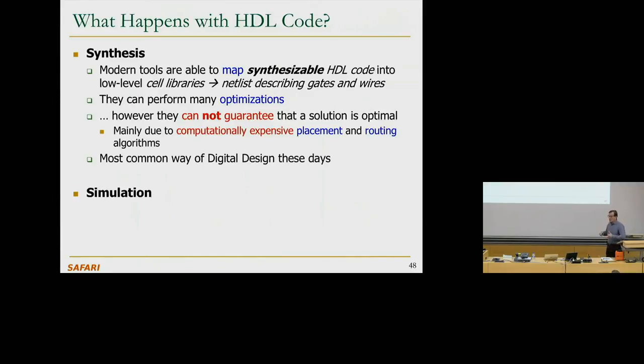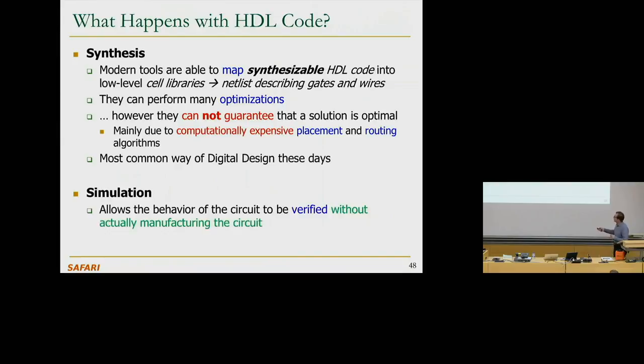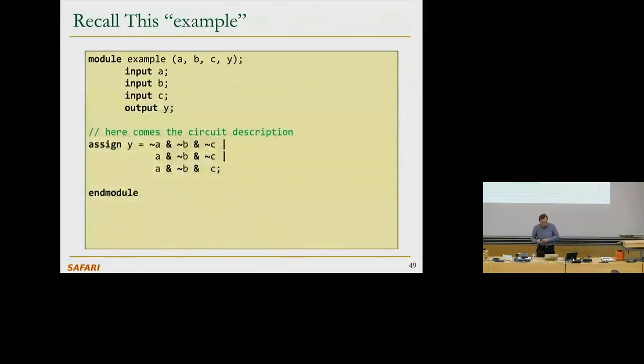So with hardware description language code, you can do simulation also. As I said, simulation is very useful because you can test whether your circuit behaves correctly as you want it by doing simulation. You don't want to directly synthesize this, perhaps, and generate hardware. You want to first simulate and test it, and we will see that. This allows the behavior of the circuit to be verified without actually manufacturing the circuit. And simulators can work on structural or behavioral hardware description languages.